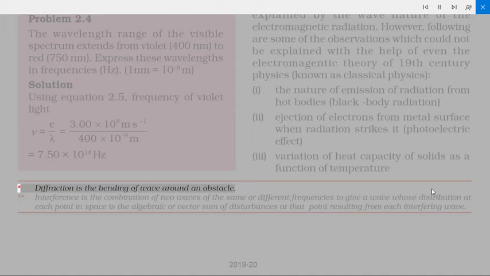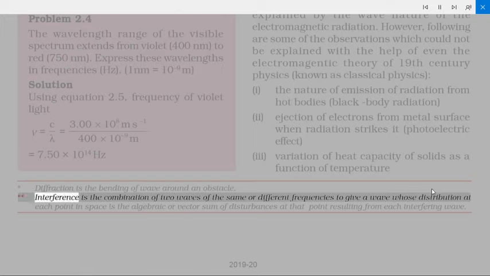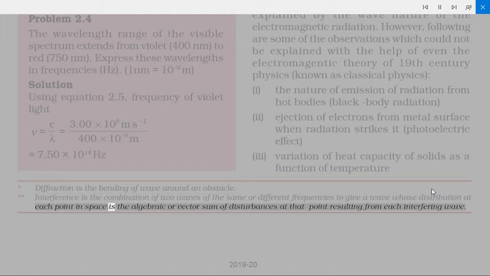Asterisk: diffraction is the bending of wave around an obstacle. Asterisk asterisk: interference is the combination of two waves of the same or different frequencies to give a wave whose distribution at each point in space is the algebraic or vector sum of disturbances at that point resulting from each interfering wave.